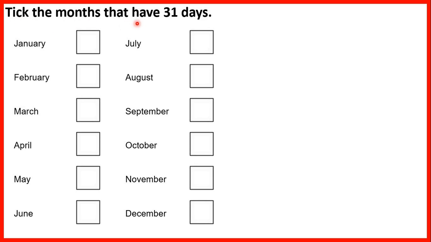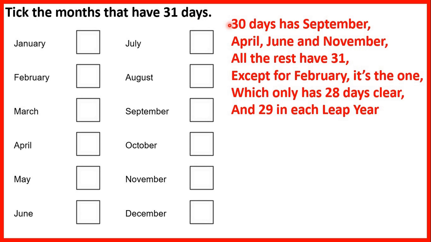Tick the months that have 31 days. So here's a poem to help us remember how many days there are in each month. 30 days has September, April, June and November. All the rest have 31, except for February. It's the one which only has 28 days clear and 29 in each leap year. So a leap year is every 4 years we have an extra day in February.